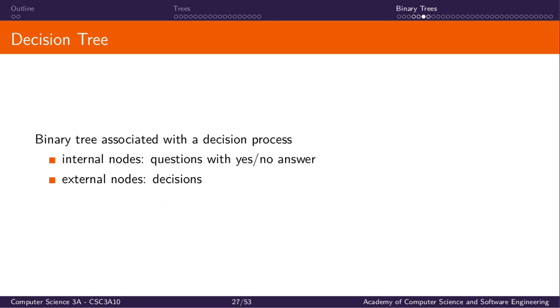All right, we can also use them to create decision trees. So to create a decision process, we would have each of our internal nodes be a question, a yes or no question. And then depending on what that answer is, you would go to either the left or the right branch, so to the left child or the right child. Then when you get to an external node, those would hold a particular decision.